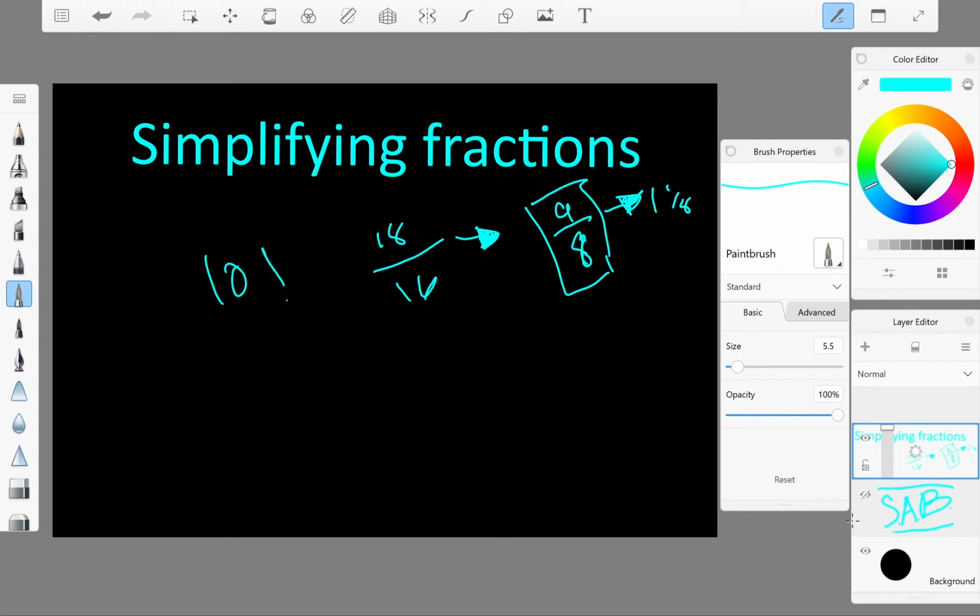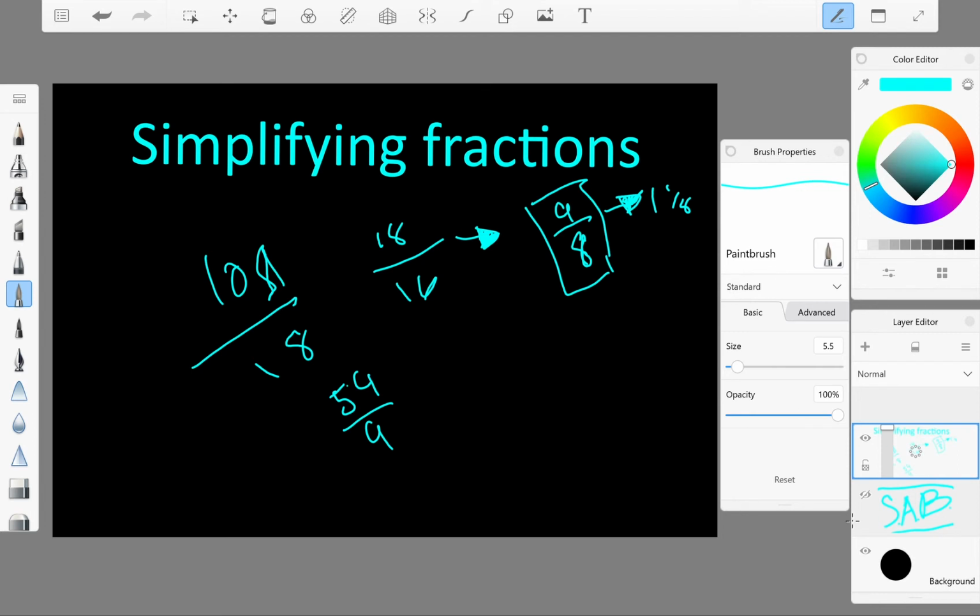So 108 over 18, divide both by 2, we get 54 over 9. 54 over 9, and that's perfect, isn't it? Darn it! Didn't want it to be perfect. No, did I? No, I didn't.